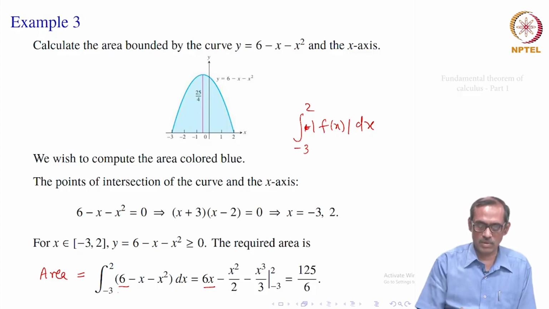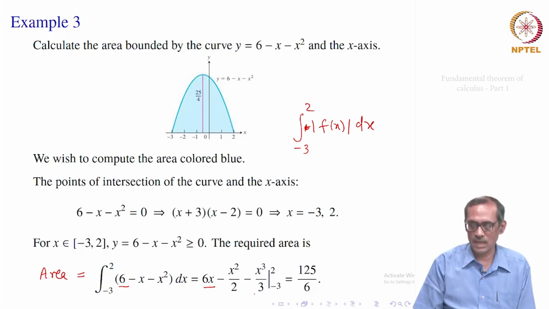And the connection between definite and indefinite integral is, whatever indefinite integral you get, it should be evaluated at minus 3 and 2. In fact, you should get plus c as the indefinite integral, but that c will get cancelled, because when you evaluate at minus 3, the same c remains when you evaluate at 2 also. So, they get cancelled.